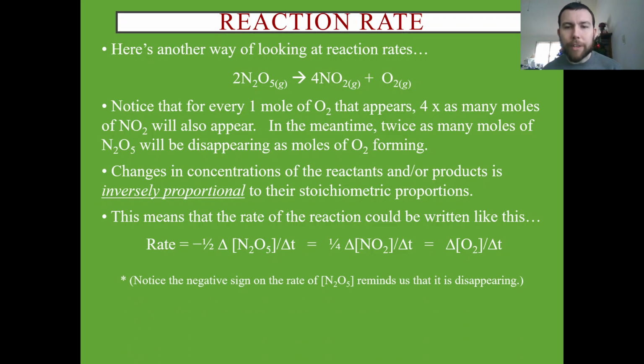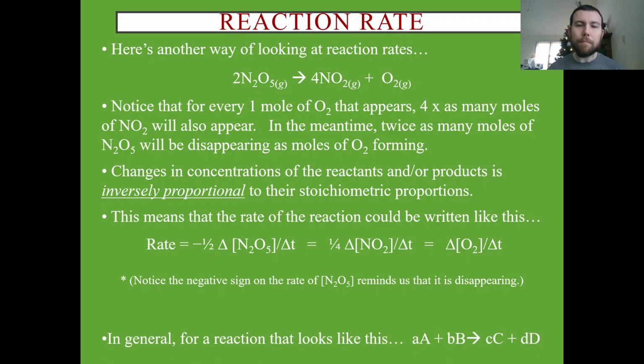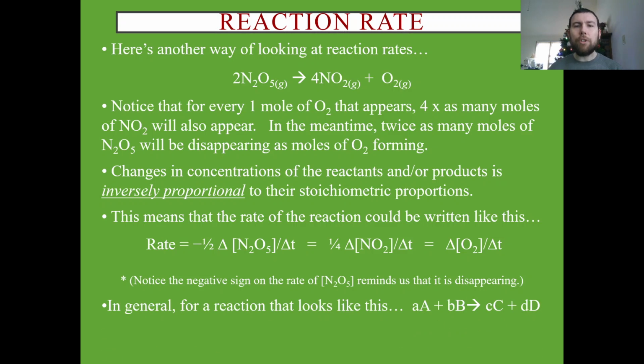Now, one minor thing here to keep in mind, notice that we put a negative sign beside that N2O5. That's just going to remind us that the N2O5 is disappearing as this process is taking place. And so, obviously, we have this set up for a very specific example. You can use this same relationship, kind of what we've written here for that specific reaction.